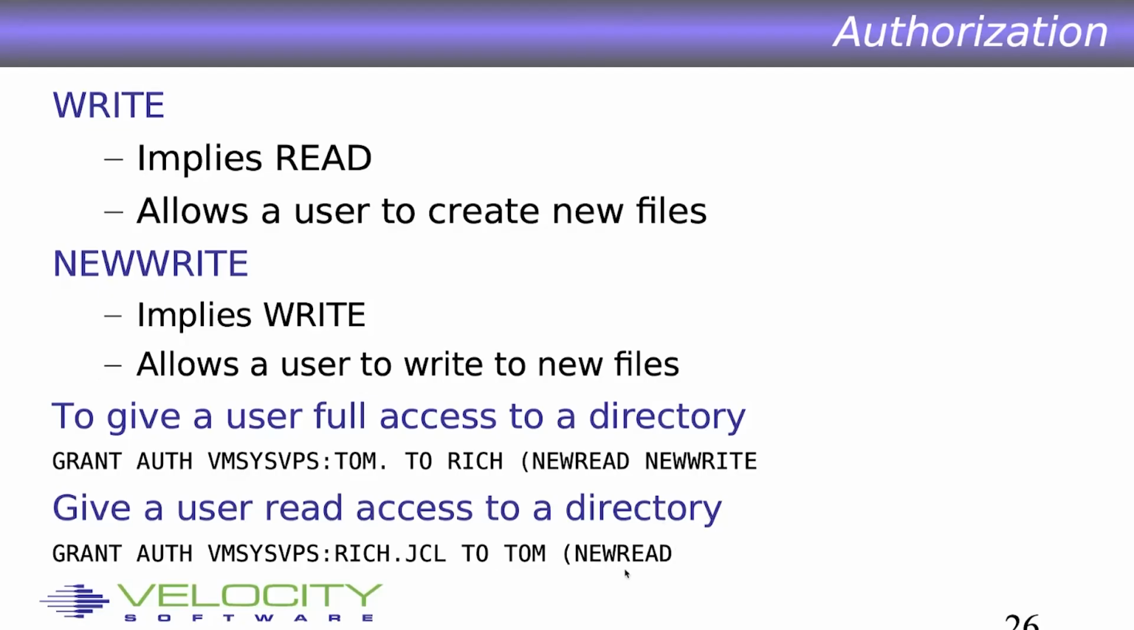So what this means is all the existing files are granted, in addition to any new files. So in this case, I'm granting auth to rich.jcl to Tom. So Tom now has read access to my JCL directory. That's how we read this.